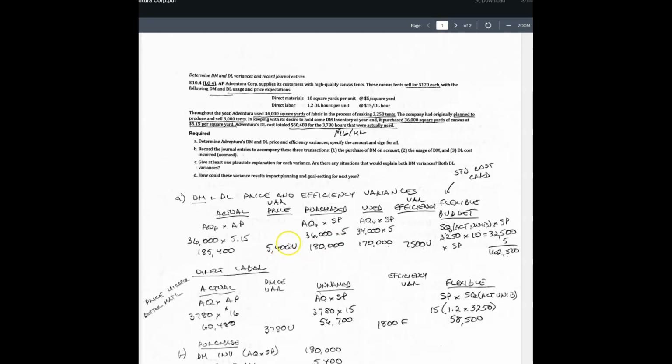And then with usage variance, we used 34,000 yards. Standard price is $5 a yard. And what the flexible budget would have said was that it's our standard quantity for our actual units. We made 3,250 tents, and we multiply that then by all standard numbers. So times 10 yards per tent, and then $5 per yard. So your total flexible budget here is $162.5.